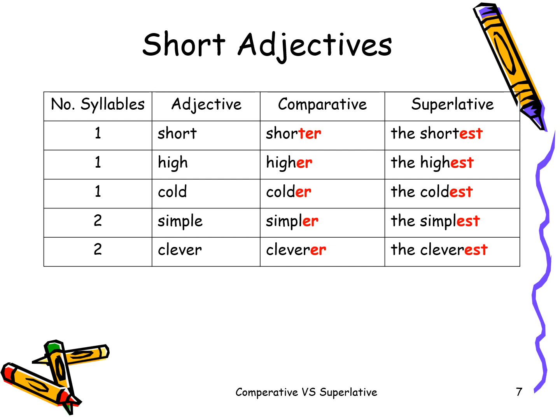We have high. Again, it has just one syllable. We use higher and the highest. Then cold, colder, the coldest. Then we have simple. It has two syllables, simple, simpler and the simplest. And then clever. It has two syllables, cleverer and the cleverest is our superlative form.